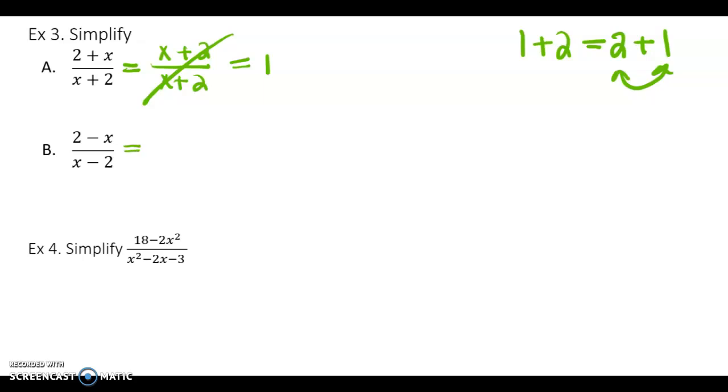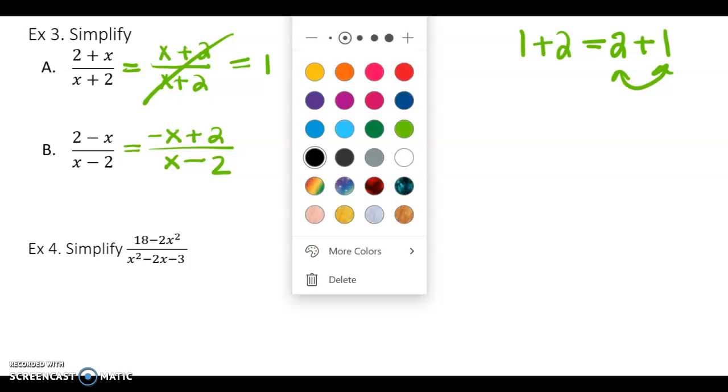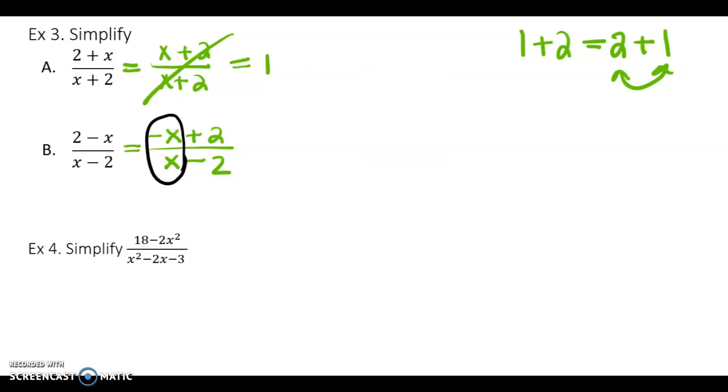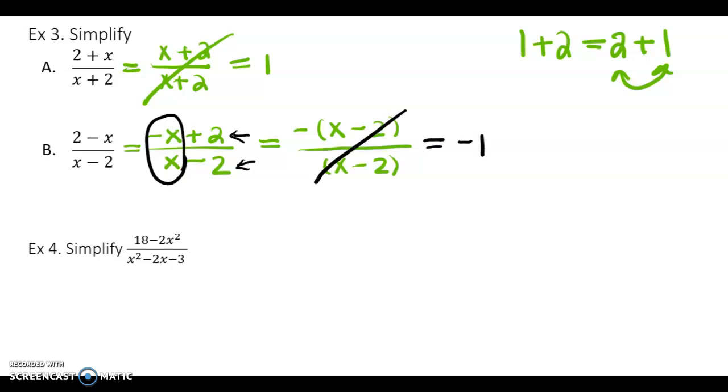Alright, so this next one, we're just going to go ahead and do the same thing. I'm going to switch the order. So negative x plus 2 over x minus 2. So if you notice, these are opposite signs, and then these are also opposite signs. So what I'm going to do is factor a negative out of the top, so it becomes x minus 2, and then x minus 2 on the bottom, and those will cancel each other out, and you'll get a negative 1.